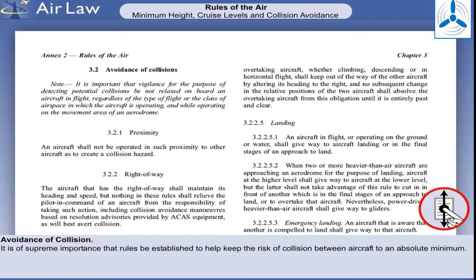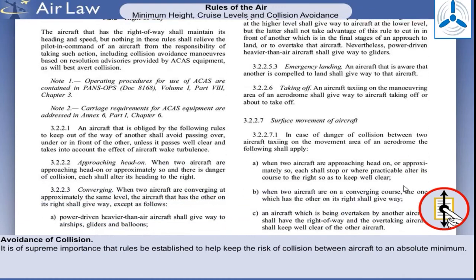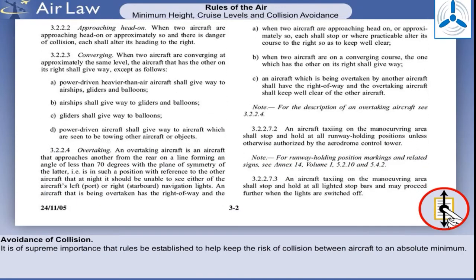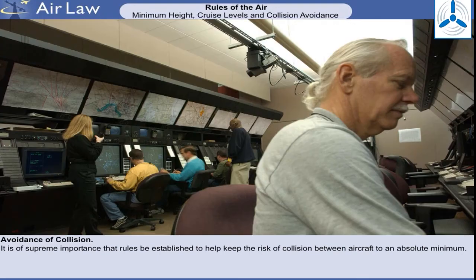Now let's move on to avoidance of collision. In all aircraft operations, it is of supreme importance that rules be established to help keep the risk of collision between aircraft to an absolute minimum, whether the aircraft are in the air or on the ground. When aircraft are under radar control and flying in accordance with the instrument flight rules, collision avoidance is the responsibility of the air traffic controller as well as that of the pilot.